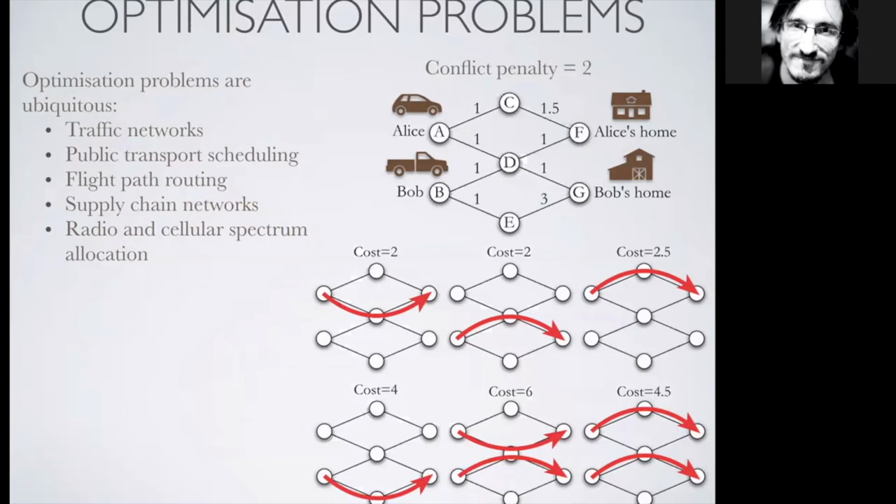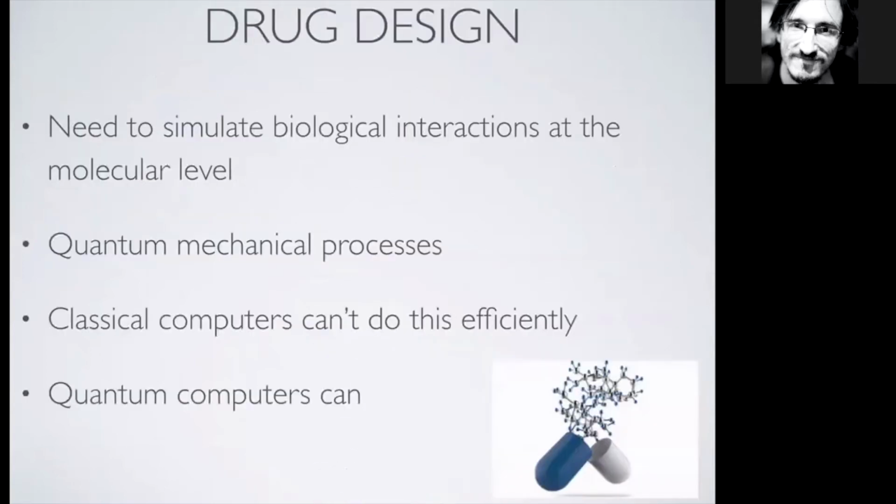And these sorts of optimization problems apply to all sorts of different things: traffic networks, scheduling of public transport system, flight path routing, supply chain networks, which gives us huge efficiency effects in the overall economy, the allocation of radio and cellular spectrum across different cell towers in the local network. And these sorts of optimization problems can be applied to this Grover's algorithm that I mentioned before, to get sort of quadratic speed up. So that's one example where quantum computers can help.